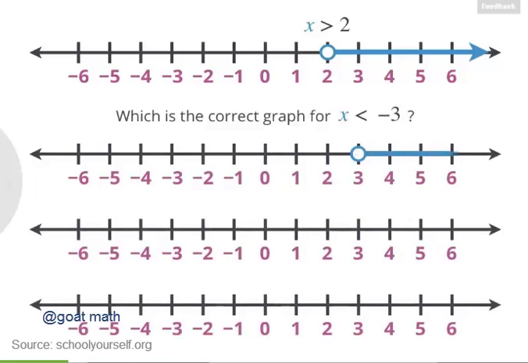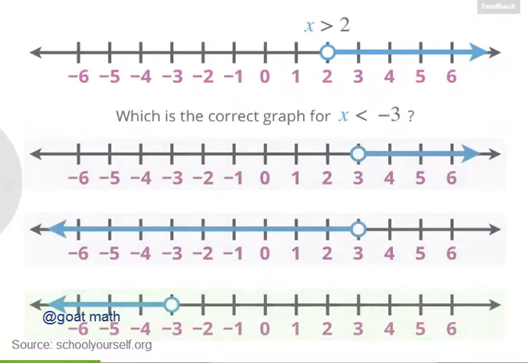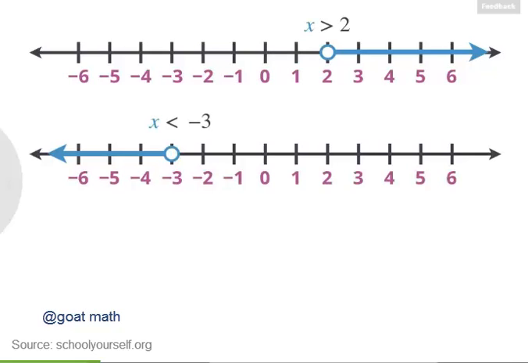Next, try identifying which is the correct graph for this inequality, which says that x is less than -3. If you're not sure, feel free to ask for a hint. Exactly right. Here's the graph for x less than -3. -3 itself is not a solution, so we have an open dot, and the arrow extends left on the number line. These are all the numbers less than -3.